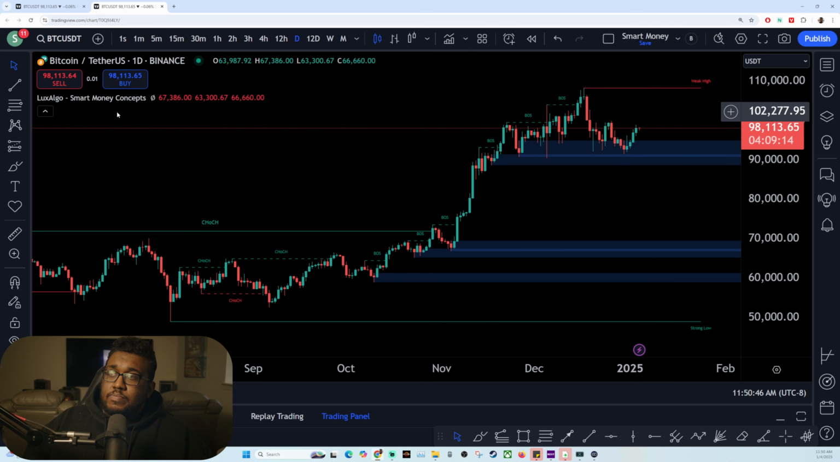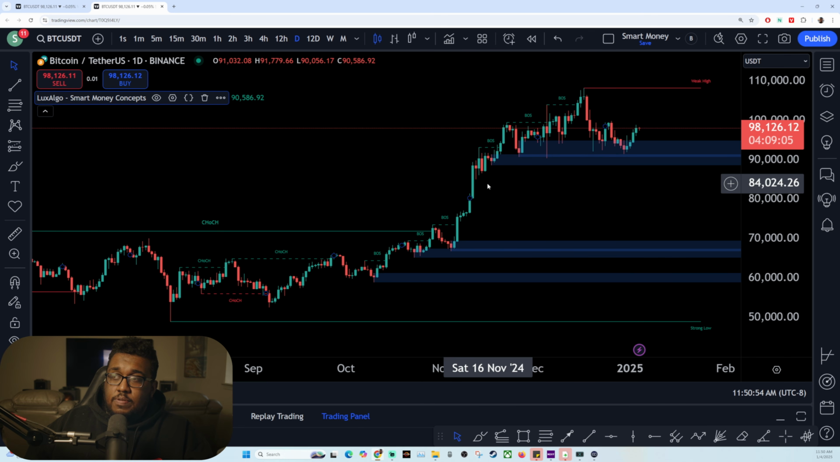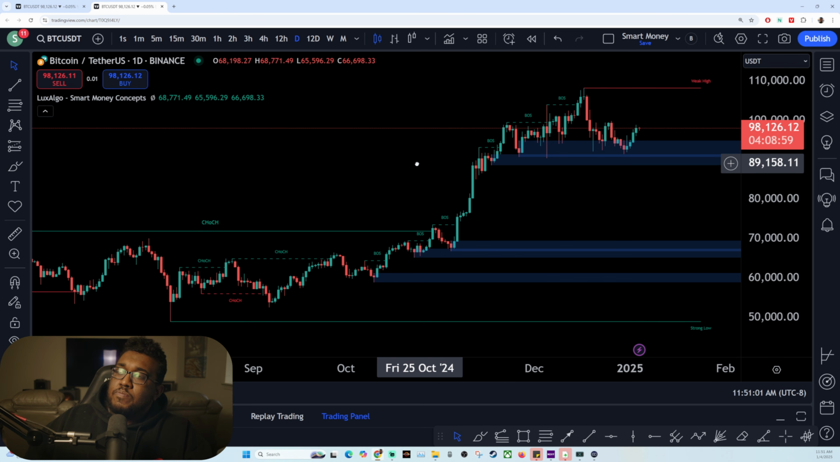However, what I want you to do first, before you do anything, is hit these three dots, say visual order, and then go over here to bring it to the front. All right, that's going to help you out in the future because sometimes this app will go behind other indicators, which can be very, very annoying.